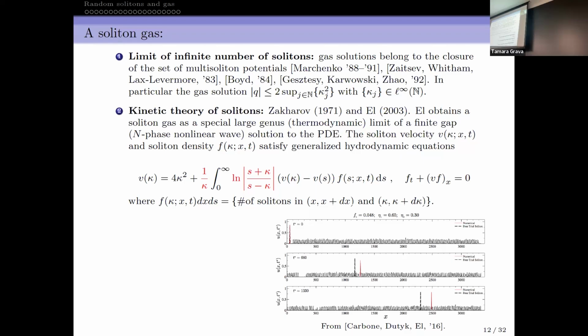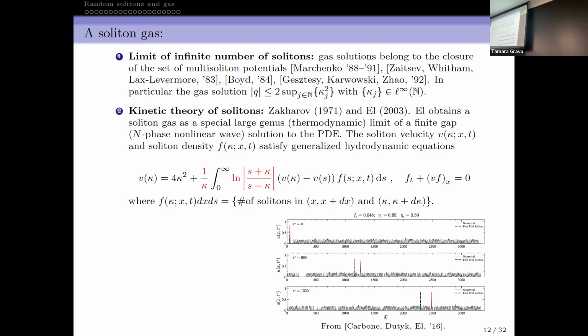Then the velocity of the soliton with the spectral parameter kappa is deformed. It's the real velocity, 4 kappa squared, that is the soliton velocity, plus this integral equation, and the kernel is the kernel of the two-soliton interaction. Okay, so this is the kernel of the two-soliton interaction, and this soliton density satisfies a conservation law. These equations are called generalized hydrodynamic because you have a conservation law and an integral equation.